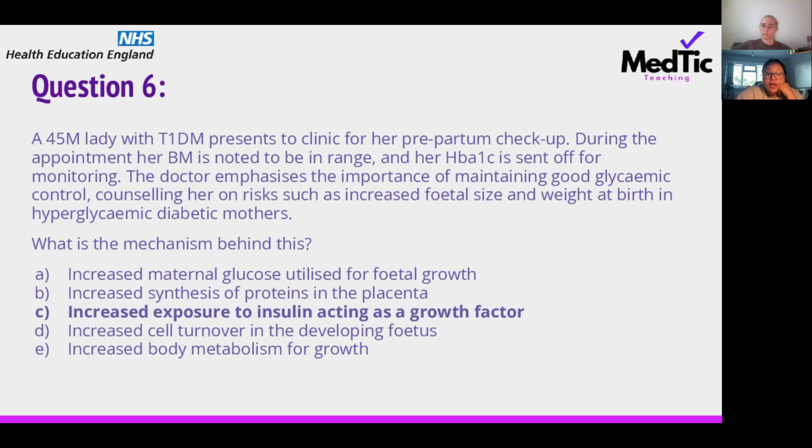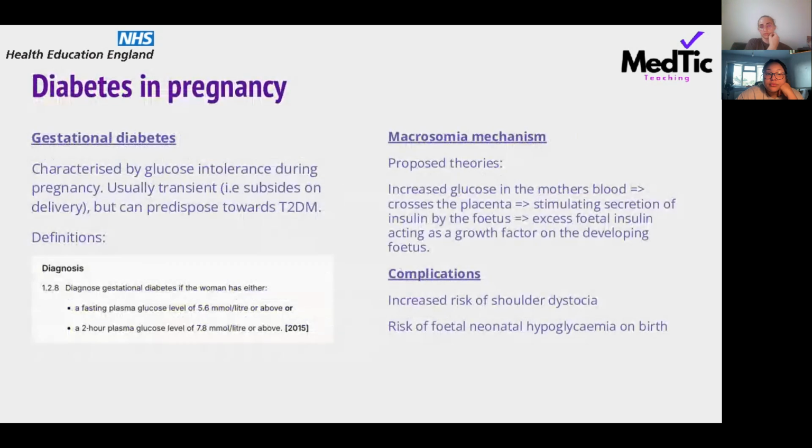Okay, so the correct answer is C, increased exposure to insulin acting as a growth factor. The learning point here is macrosomia. Gestational diabetes can lead to increased exposure to maternal glucose, which is able to cross the placental barrier. It increases fetal expression and production of insulin, and insulin then acts as a growth factor.